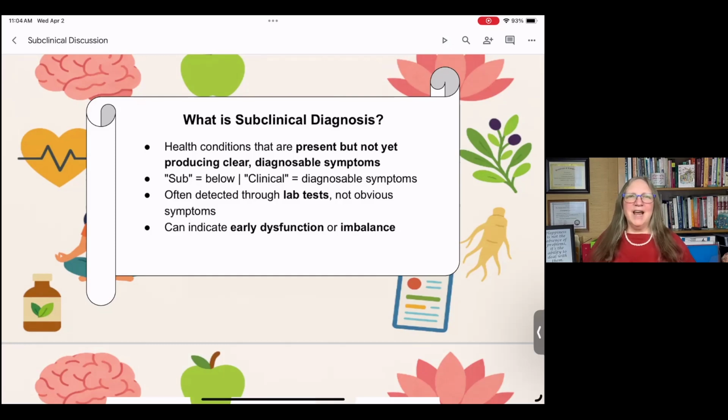Often we can't detect these symptoms in a lab test. It's not obvious. Sometimes we can find lab tests that show subclinical issues, but we don't have any symptoms. Sometimes we have symptoms, but the labs are coming back normal. So there's kind of two different situations that go on. Sometimes these little symptoms or subclinical lab tests can identify early dysfunction or an imbalance that's going on in the body.